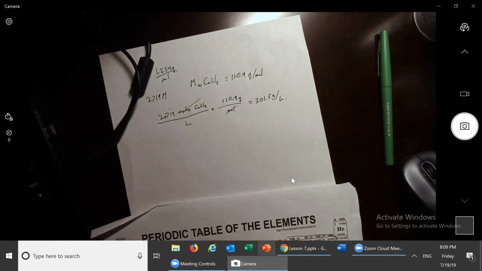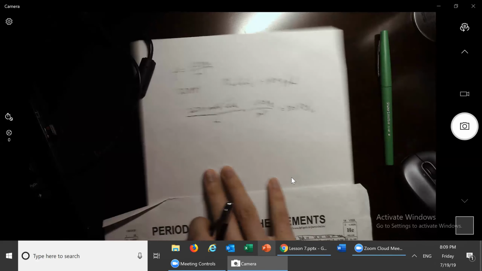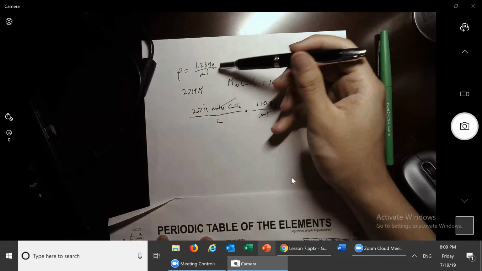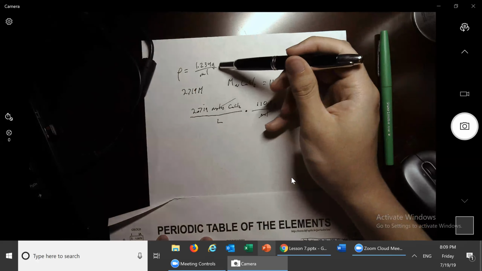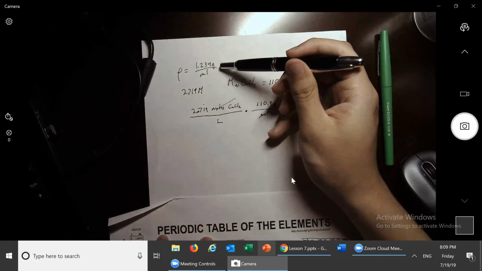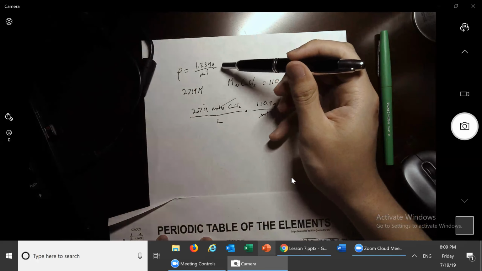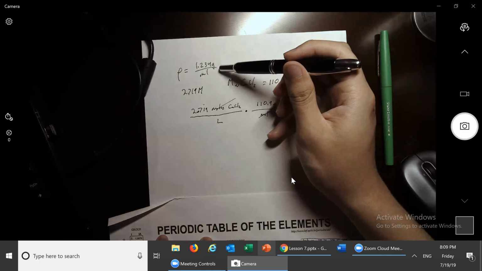Now, how much does 1 liter of solution weigh? I mean, how much does it mass? Technically, grams are a unit of mass, not weight, but whatever, it doesn't matter. So what's the mass of 1 liter of solution? Remember our density here. So what's the mass of 1 liter?